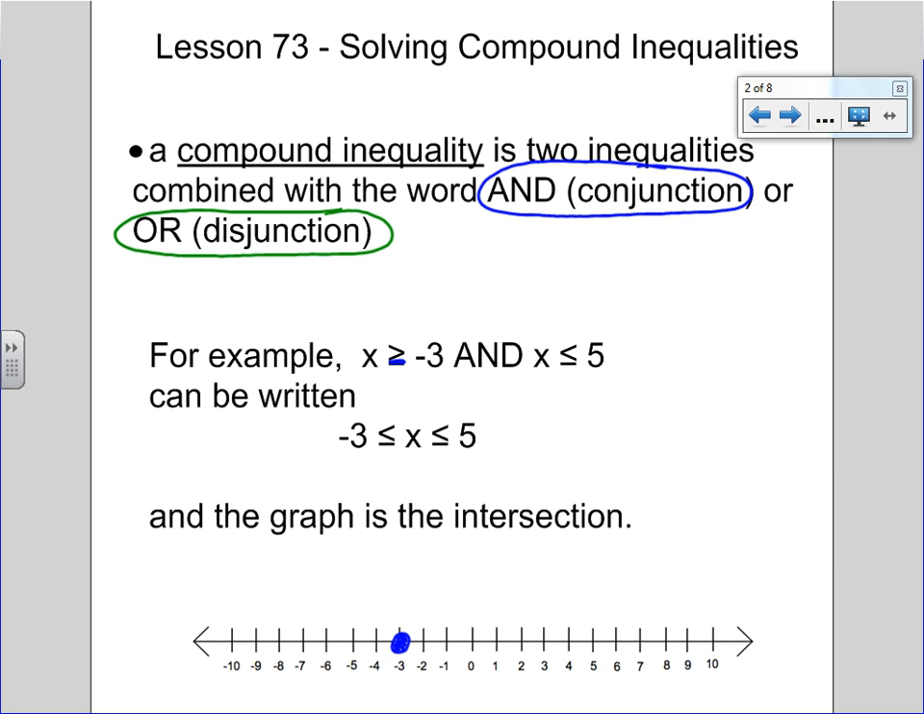On the next one, I have x is less than or equal to 5. So we're talking about 5 on this one. It has the equal to, so we will again close the circle. And because it says and, we're going to shade the line between them. So this graph satisfies the conjunction -3 is less than or equal to x, which is less than or equal to 5.